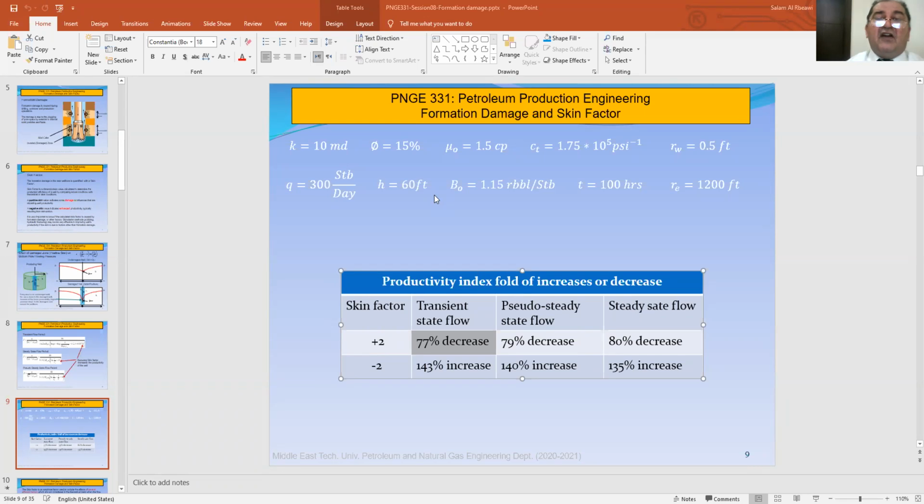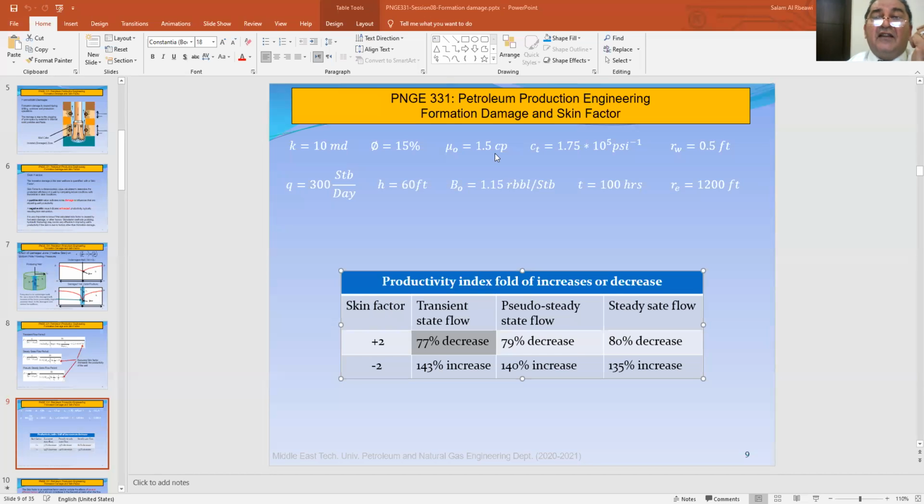So for the first case, when we have a transient state of flow, the fold of increase is 143%. While for the pseudo-steady state of flow, the fold of increase could be 140. And for the steady state of flow, the fold of increase in the productivity index could be 135.